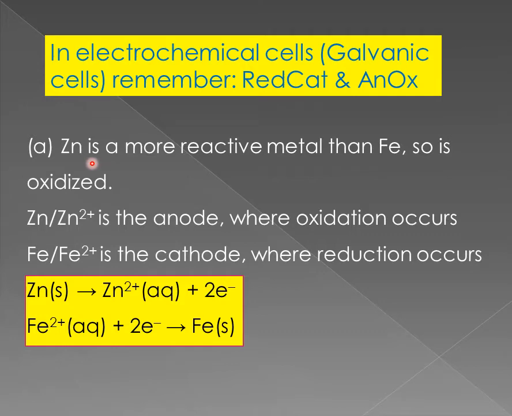So the answer of the first one: zinc is a more reactive metal than iron, so it is oxidized. Zinc will be at the anode, as we said before, oxidation at anode. So zinc will be oxidized into zinc ion at the anode, and iron ion would be reduced to iron at the cathode. And these are the 2 half equations. Zinc will lose 2 electrons, meaning oxidation, and iron will gain 2 electrons, meaning reduction.